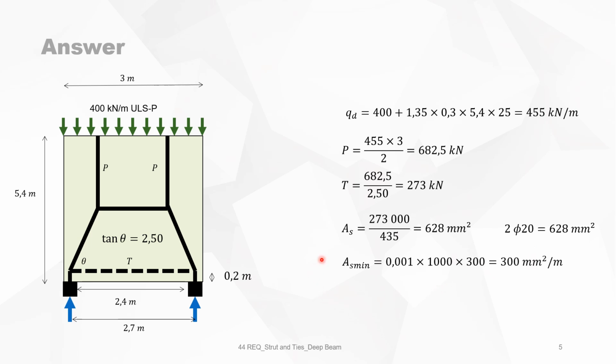The minimum reinforcement of a deep beam is 0.1% in all directions, which gives you, for a wall thickness of 300 millimeters, 300 square millimeters per meter. Or this is 4 diameters 10 per meter, is 314, so that's close enough.